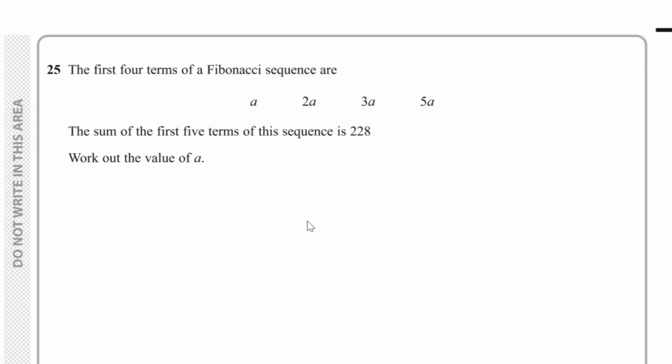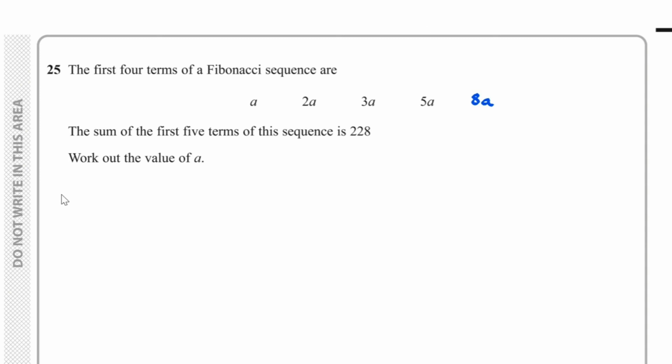Question number 5. The first 4 terms of a Fibonacci sequence are A, 2A, 3A and 5A. The sum of the first 5 terms of the sequence is 228. We have to work out the value of a. Well, for a Fibonacci sequence, we add the 2 previous terms to get the next one. So 3a is found by adding a and 2a, 5a is found by adding 2a and 3a. So for the next term, I need to add the 3a and the 5a to get 8a.